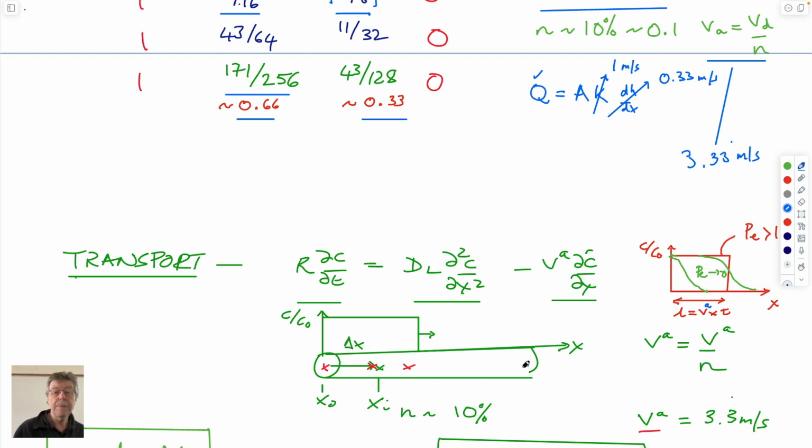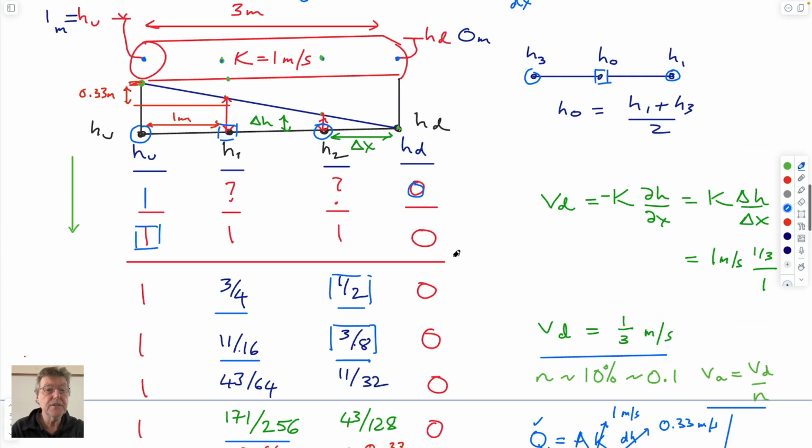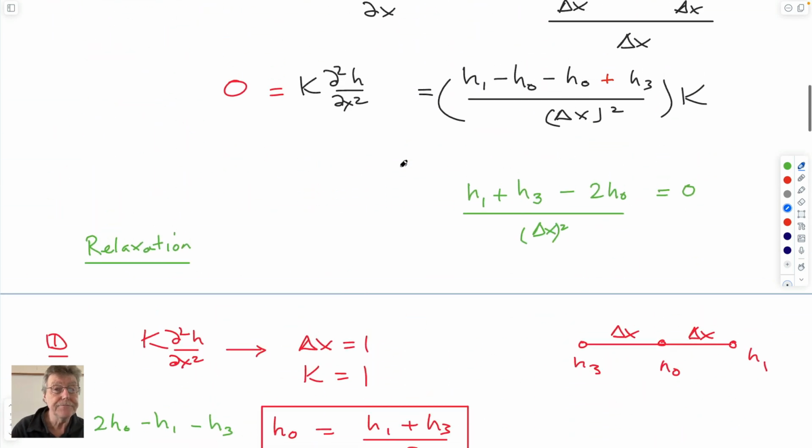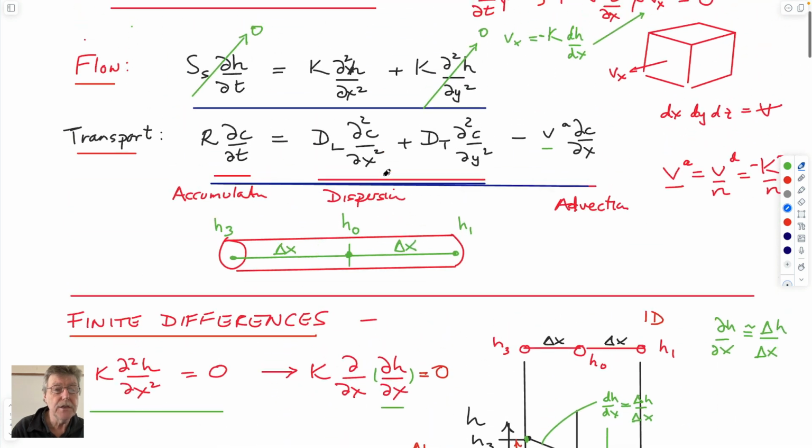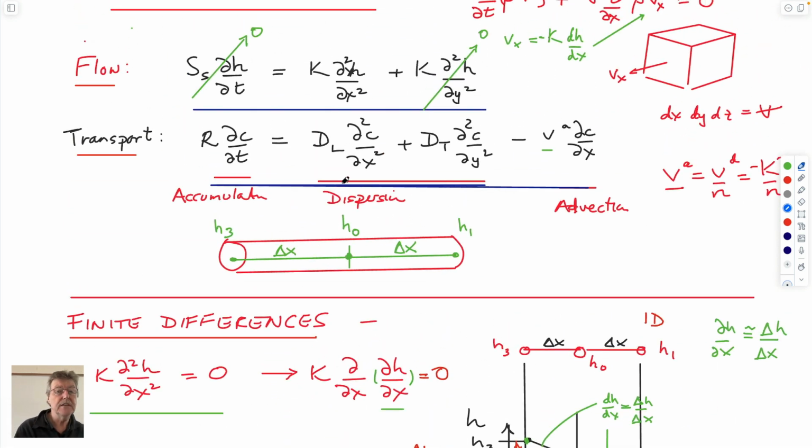So what we could do is try and replicate this behavior for this one-dimensional flow by trying to solve the other equation that we have. And the other equation we have is the advection dispersion equation. Again, we can't assume that it's steady state, because that's the essence of the problem. So we want to be able to represent advective transport and dispersive behavior.